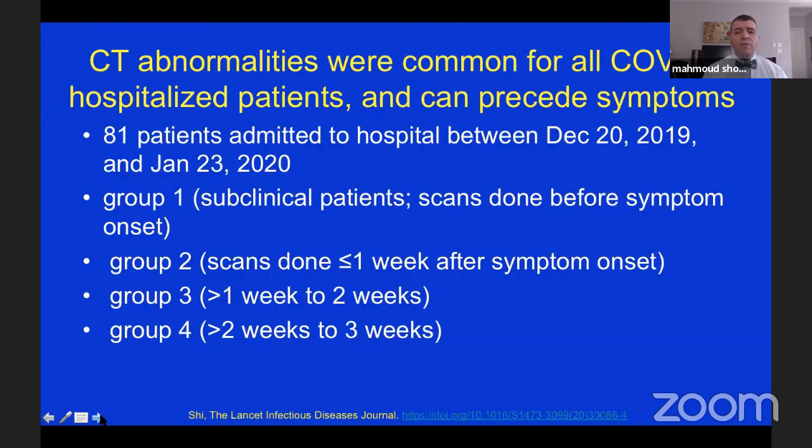And there's a study from Shi that was just published in The Lancet last week, comparing CT abnormalities even for asymptomatic patients, the subclinical patients. That was in 81 patients who were admitted to the hospital. They looked at 4 groups: group 1 had subclinical patients, group 2 had scans less than 1 week after symptoms, group 3 had CT after 1 week to 2 weeks. Then group 4 was the one that had the CT 2 weeks to 3 weeks after symptoms.